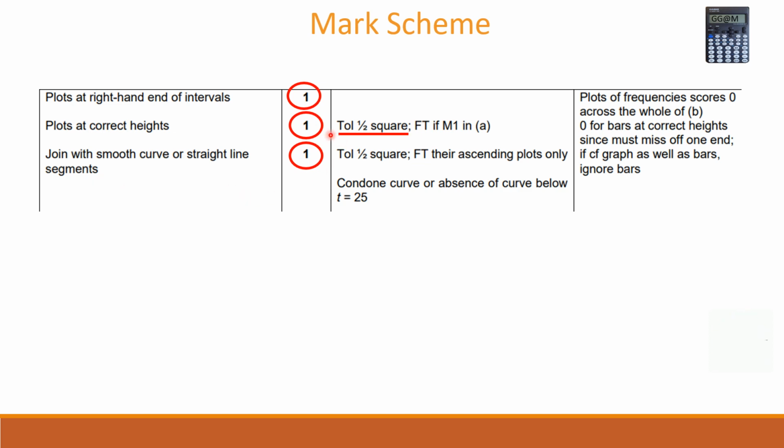This tol here means a tolerance of half a square, so you're allowed to be half a square out to get the method marks. FT is a follow through mark from your method mark in part A. So if you made a mistake in your table on the first part and you got the table wrong, then you are allowed follow through marks later on. Remember, always check your answer. Give yourself ticks where the marks are awarded.